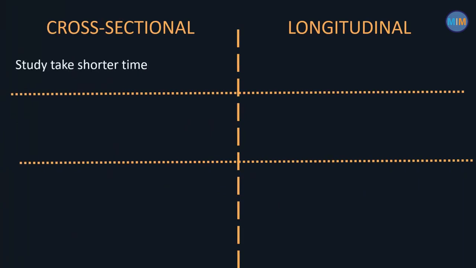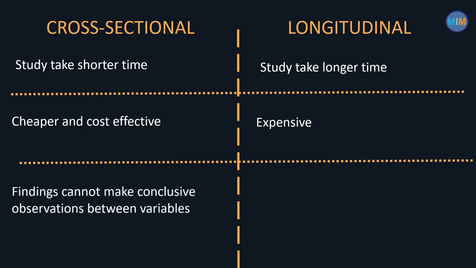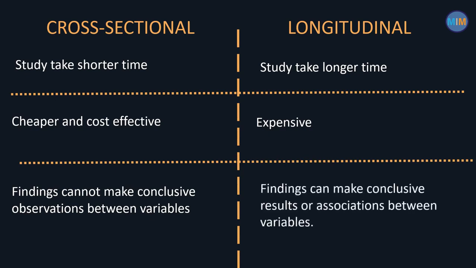A cross-sectional study takes relatively shorter time than a longitudinal study. On the other hand, a longitudinal study takes longer time compared to cross-sectional studies. Economically, cross-sectional studies are cheaper and cost-effective compared to longitudinal studies, whereas longitudinal studies are expensive compared to cross-sectional studies. Findings from cross-sectional studies aren't enough to make conclusive observations about any association or significance between variables, while findings from longitudinal studies could be used to make conclusive results or associations between variables.